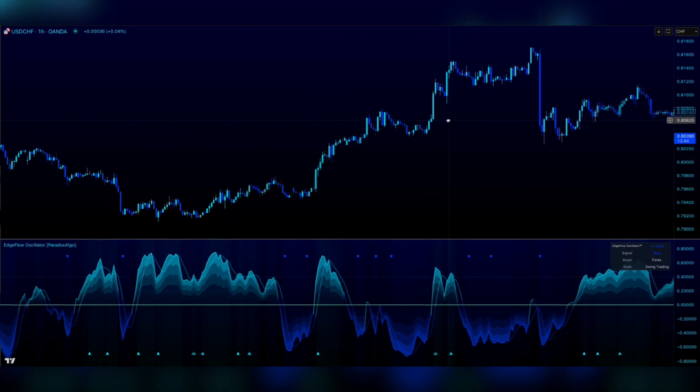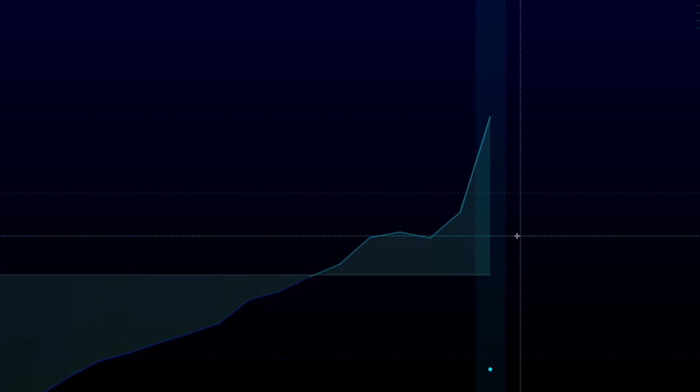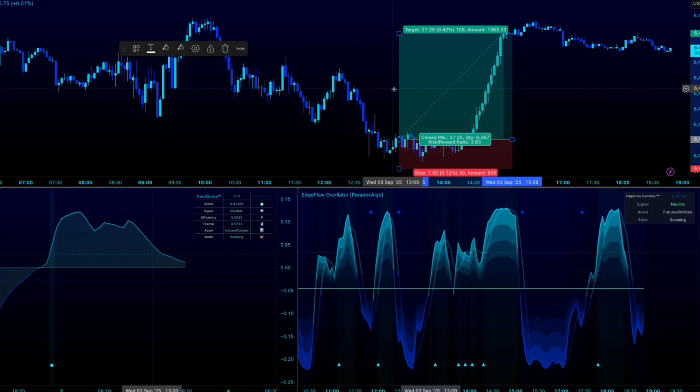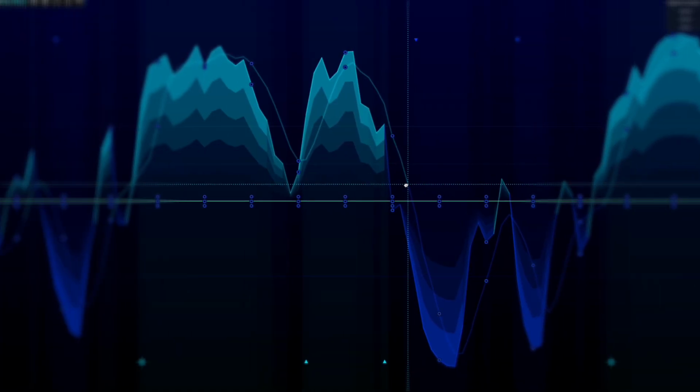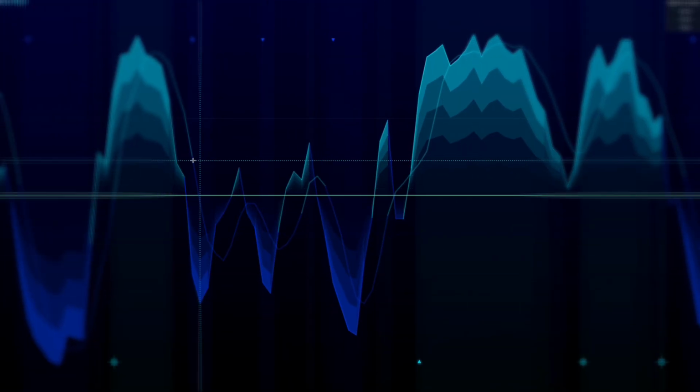Edgeflow shows you when big money is moving. Combine it with trend score for direction, and you're trading alongside institutions instead of against them. The triangles don't lie. They're showing you exactly when the smart money is making their moves.